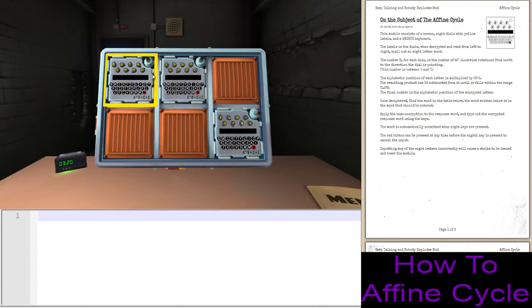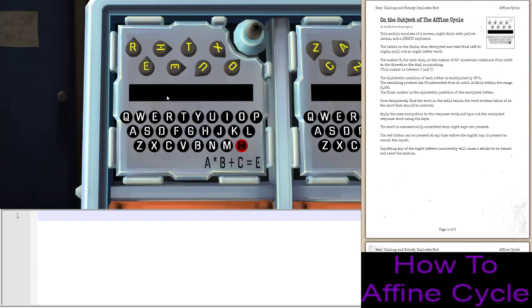This time we are covering the Affine Cycle module. It's another cycle module, like Caesar Cycle was. You'll notice it's designed very similarly.